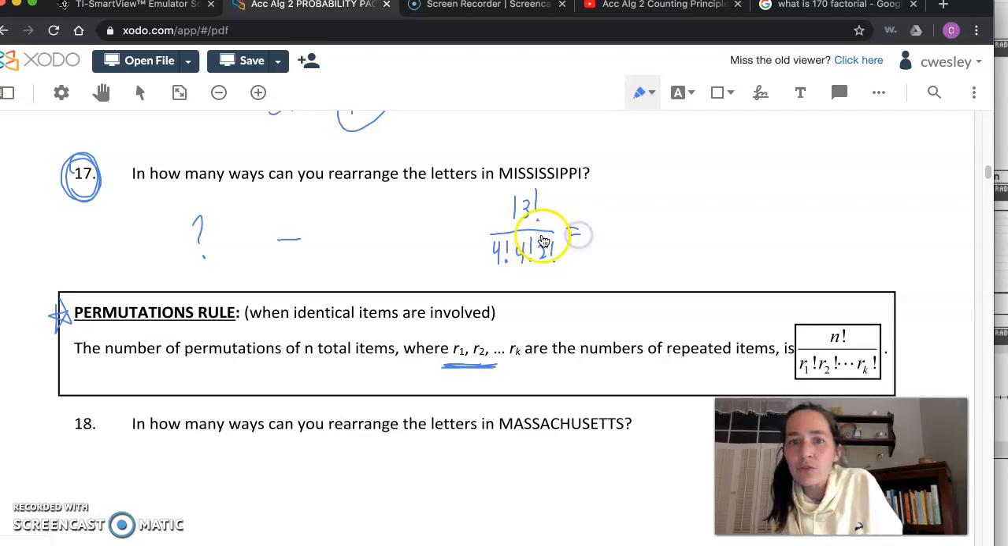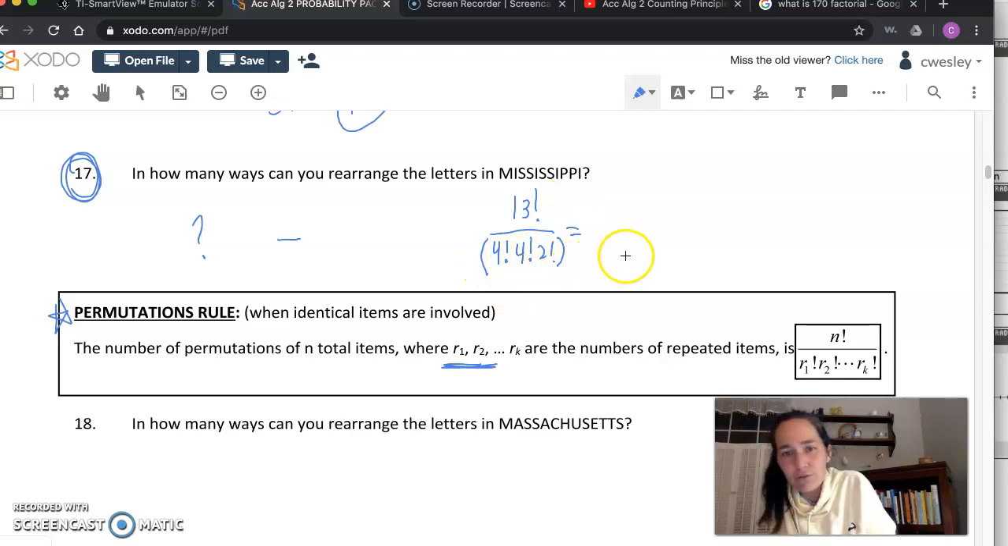The one thing I would alert you of is I would type this into the calculator. I probably wouldn't worry about factoring or canceling things by hand. When you type it into the calculator, do me a favor, put parentheses around the entire denominator. If there were more things in the numerator, I'd tell you to put parentheses up there too. But this is how it has to get typed in. And wait for it, there are 34,650 ways you can rearrange the letters in Mississippi.